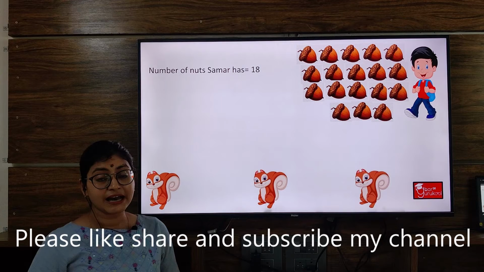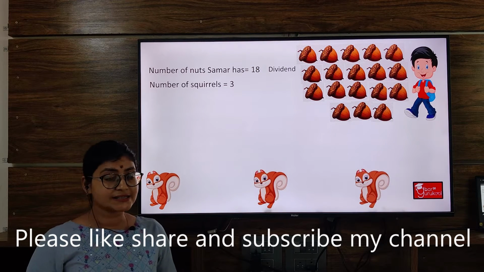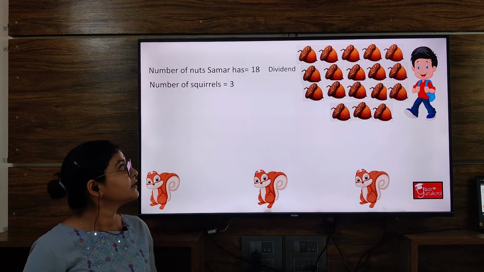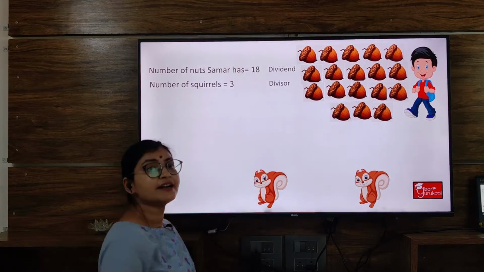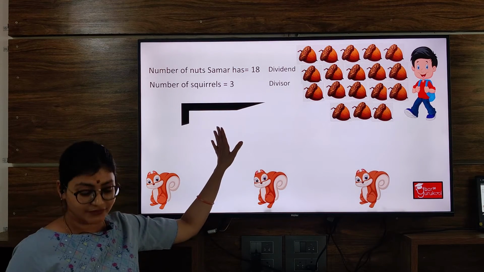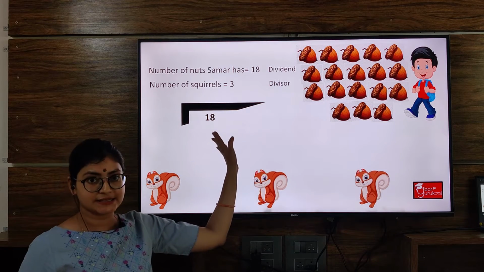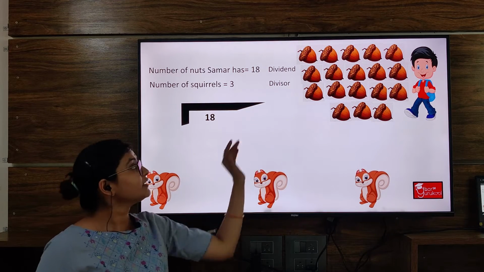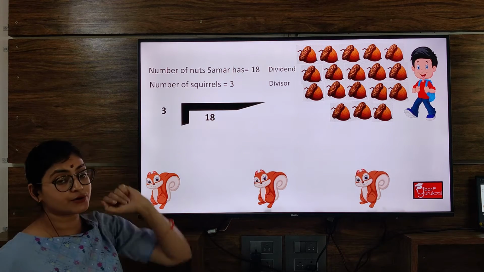Number of nuts Samar has is 18. Number of squirrels is 3. 18 is the dividend and this 3 is the divisor. Now, this is the bracket of division. Dividend always comes inside the bracket of division, and the divisor will always come outside.